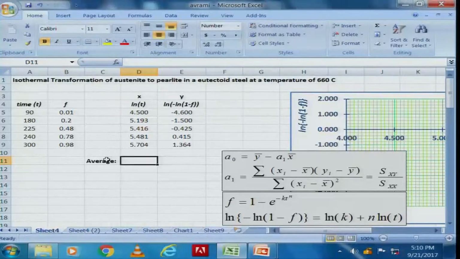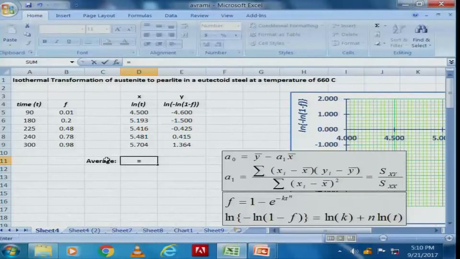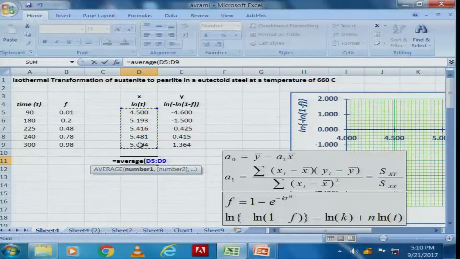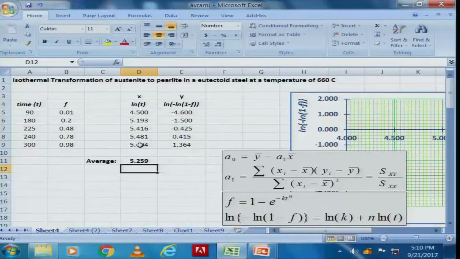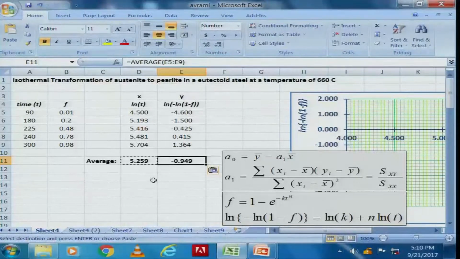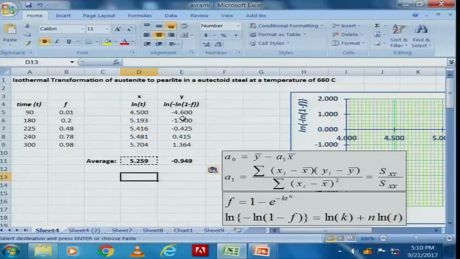My x bar average is simply, I can use the average function of this spreadsheet, and this 5.259 that is shown is the average of all of these values. Similarly, I will just copy this formula here, and this gives me the average of all of these y values.